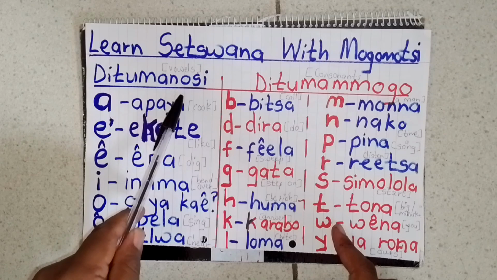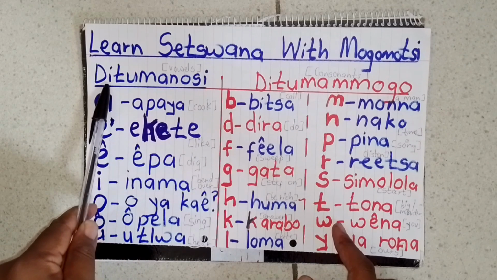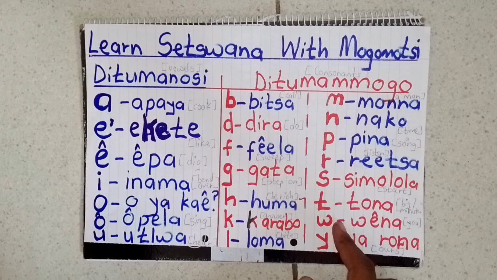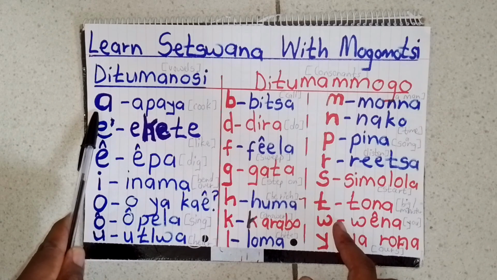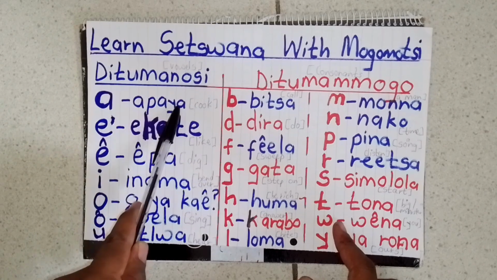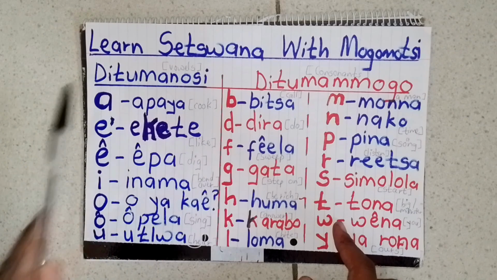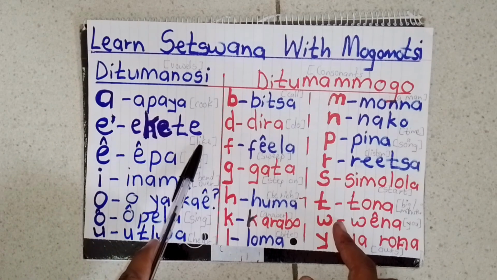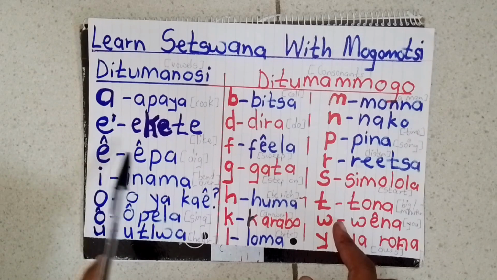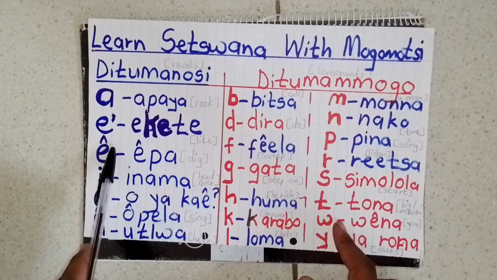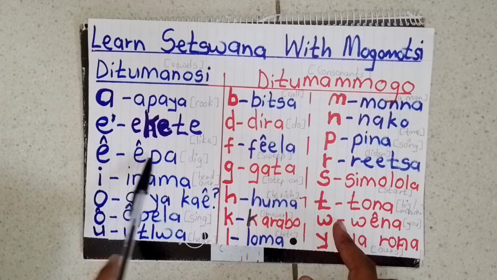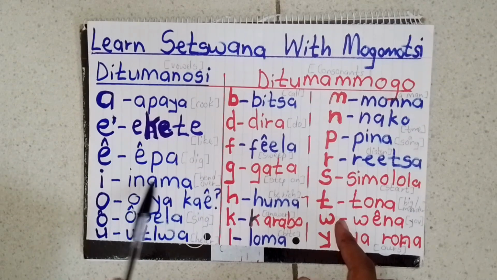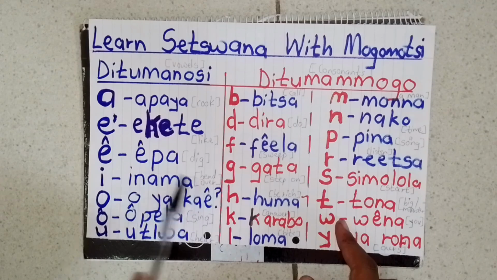So let's start with ditumanosi. Ditumanosi tsa Setswana di 7, unlike in English where they are 5. It's A for apaya, to cook. E for ikete, like. E for eba, so this one is like you are going up. E for eba, to dig. E for inama, to bend over.